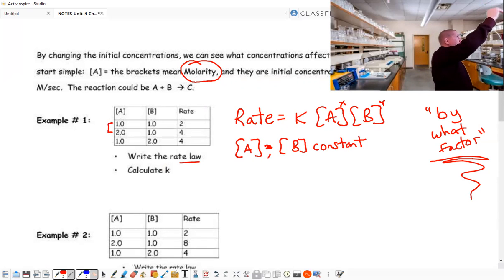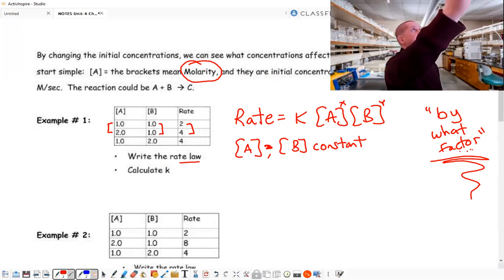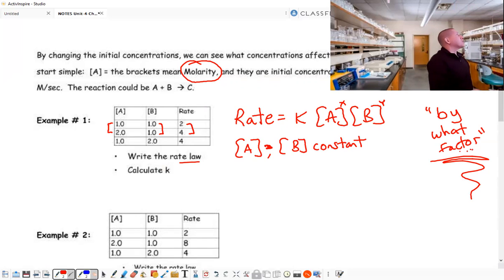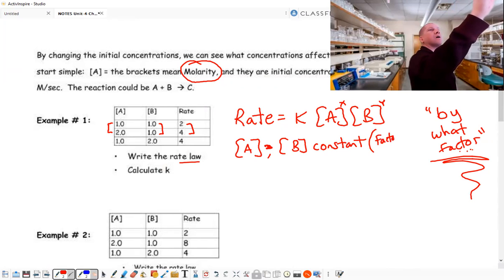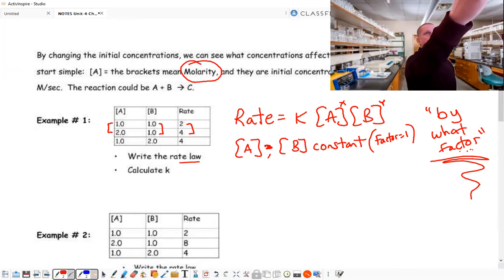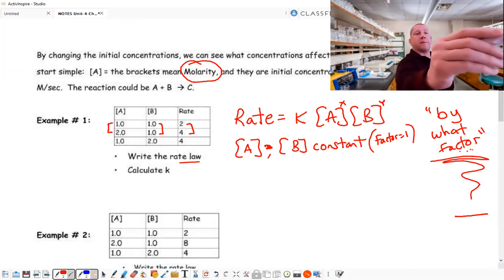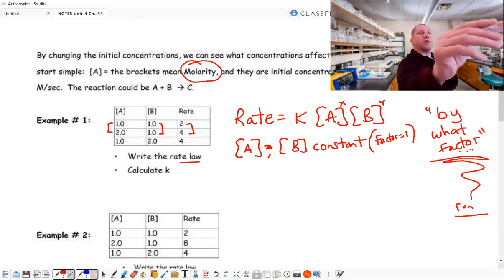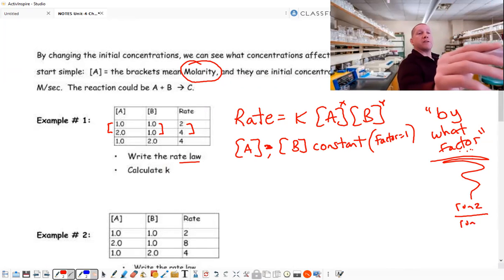So what I mean by that is I'm going to pick these first 2 experiments to compare by what factor they're changing. All right, so I can see that B is not changing. So by what factor is B changing? Well, the factor B is changing there would be by 1. It's not changing. That's by factor 1. You're multiplying by 1. You're just raising it to the first power. If you can't figure out the factor, just divide them. So do, let's say, run 2 over run 1 in this case.